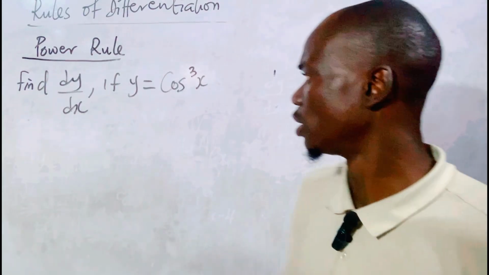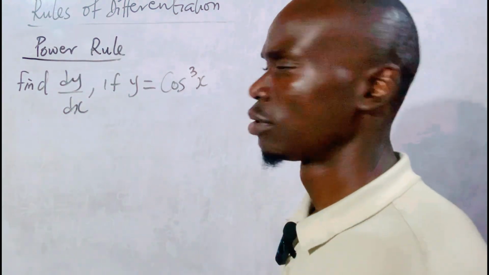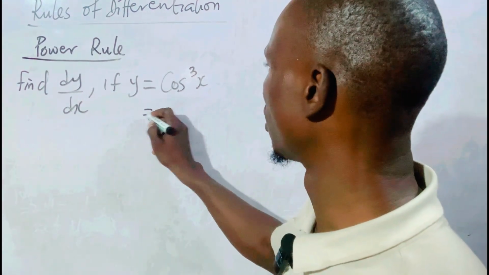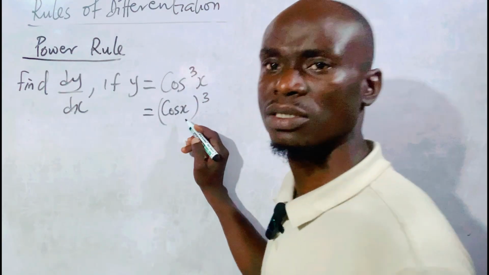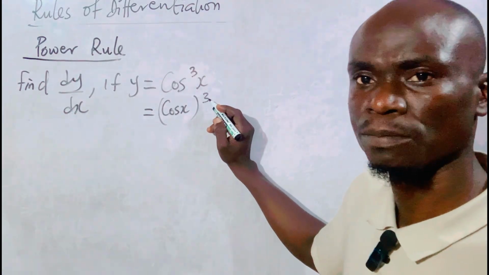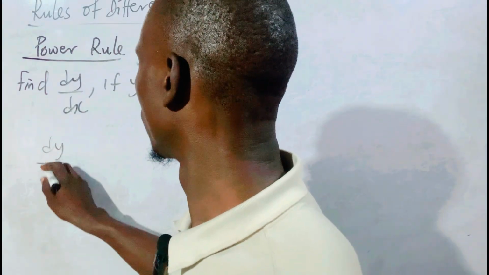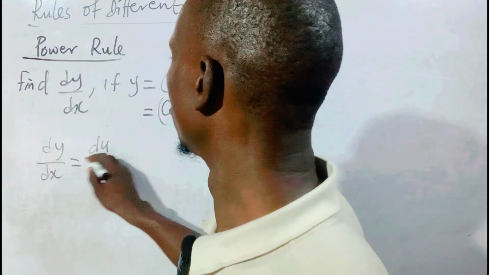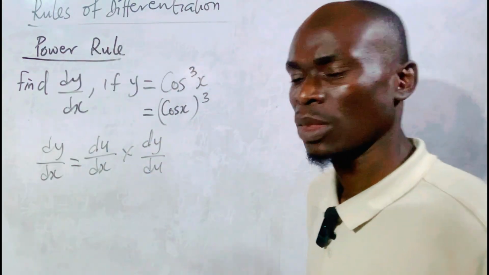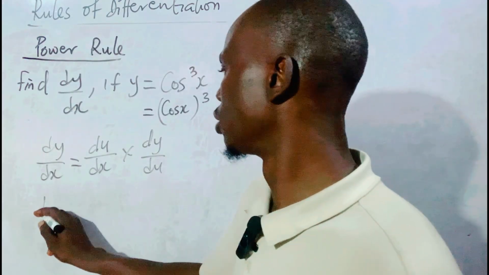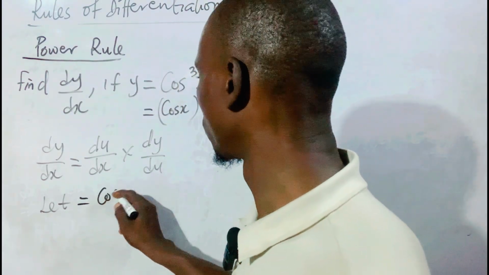Next example for the power rule says we should find dy/dx if y is equal to cos cubed x. Know that cos cubed x is the same thing as cos x all cubed. Okay? So which means cos is the base, 3 is the power. So that means we can go with the power rule. Remember the formula says dy/dx is du/dx times dy/du. So to solve further, let u be the base. The base is cos x.